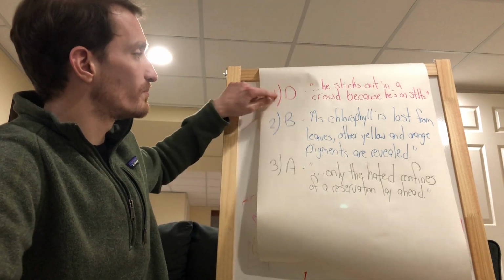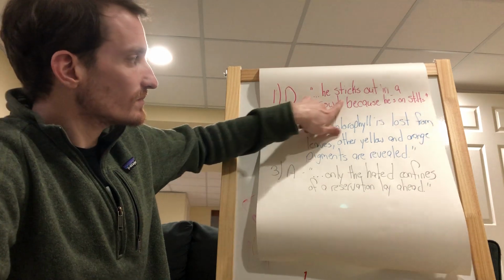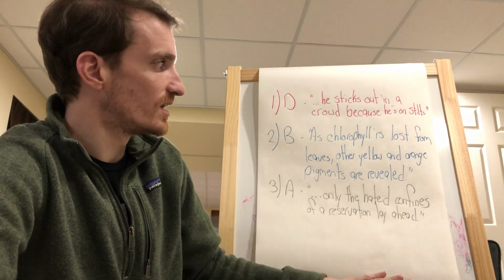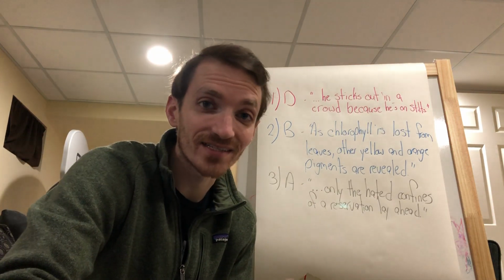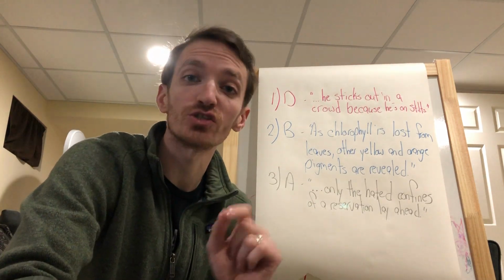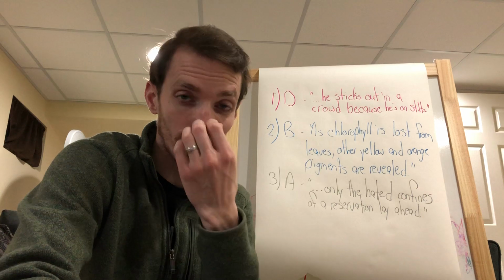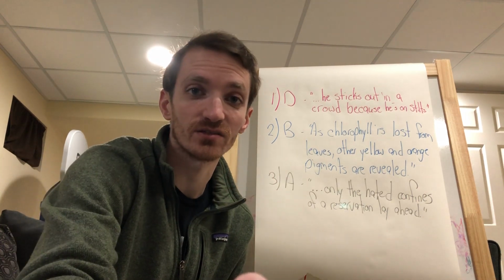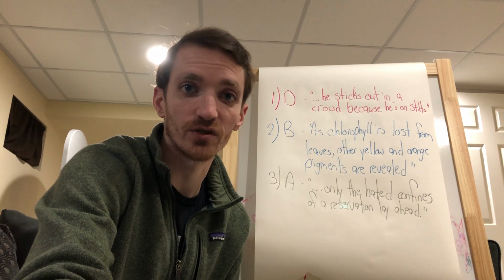So I'm going to go ahead and circle choice D. This is my evidence. He sticks out in a crowd because he's on stilts. I have to go back into the text to find that answer. I cannot just assume or guess based on what I read. I need to be very careful and go back and make sure I find my answer. Choice D is the correct answer for number 1.